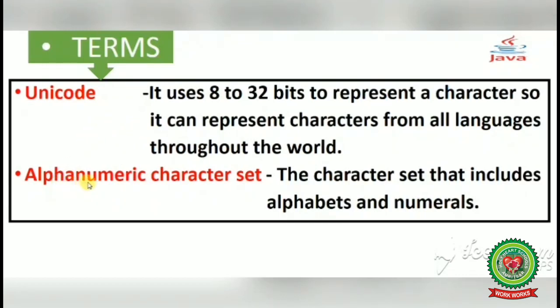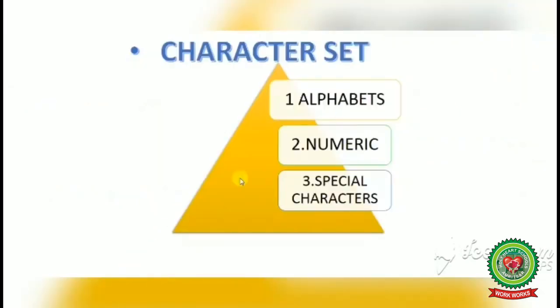The fourth term is alphanumeric character set. The character set that includes alphabets and numerals, means A, B, C and 1, 2, 3, etc., is called alphanumeric character set. So, character set is of 3 types. In character set, we will cover number 1 alphabets, number 2 numerics, and number 3 special characters.